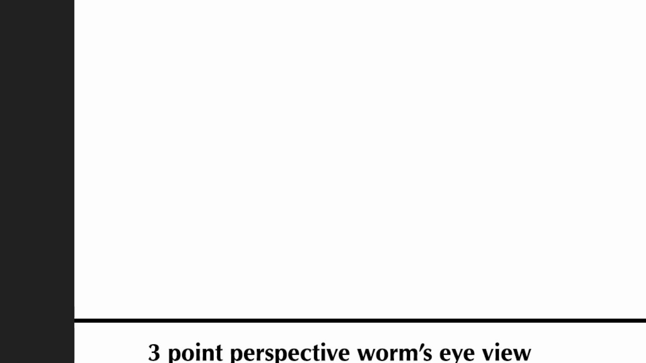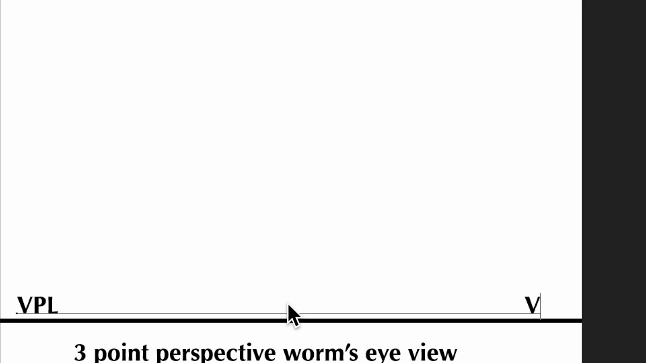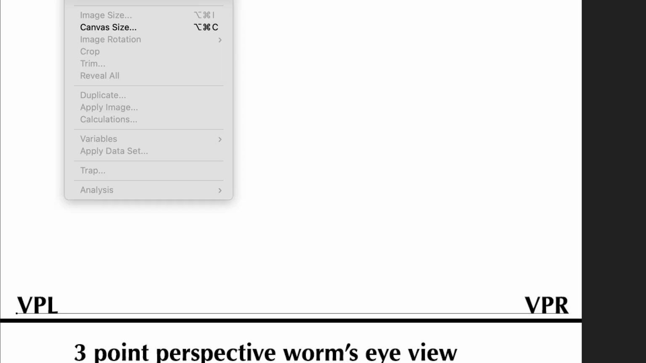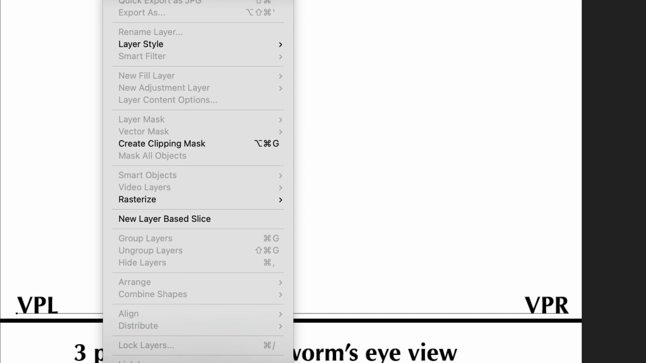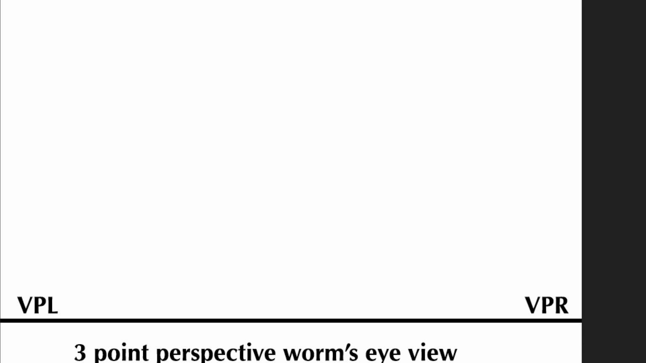I'm going to draw our horizon line. And I'm going to type in VPL, VPL, call it 1 or 2. VP right, and then I will establish that third vanishing point. But what I first need to do is flatten my layer. Okay, I have to get out of the tool first. Flatten the image.